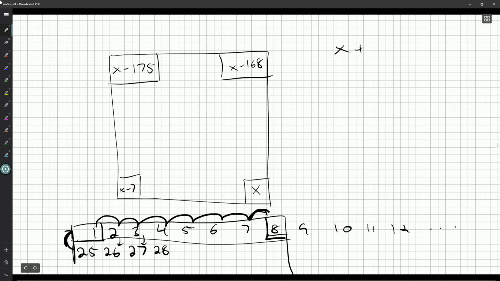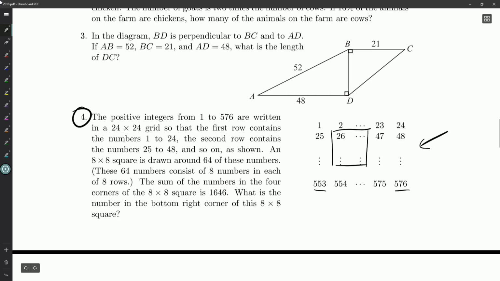Now we can see what the 4 corners are, and we can add them up. So the sum of the 4 corners, we'll get 4 x's, and then the 7 and the 168 combine to be another 175. And then 2 175s is, well, 2 150s would be 300, and then you'd have 2 extra 25s, so it would be minus 350. And we know what the sum of these 4 numbers is: 1646.